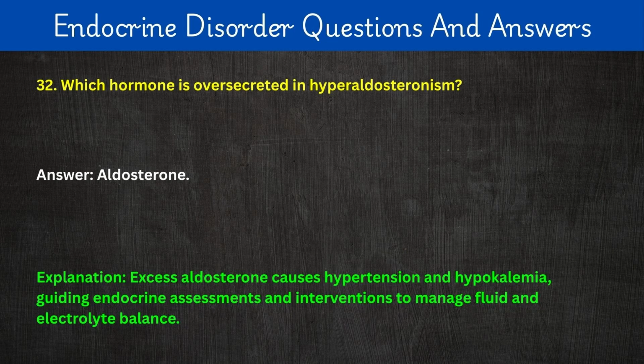32. Which hormone is oversecreted in hyperaldosteronism? Answer: aldosterone. Explanation: excess aldosterone causes hypertension and hypokalemia, guiding endocrine assessments and interventions to manage fluid and electrolyte balance.